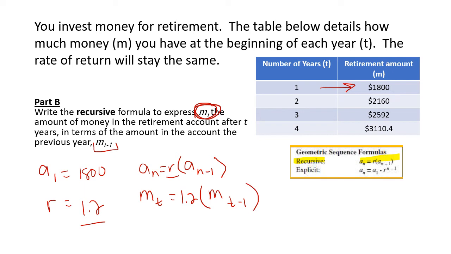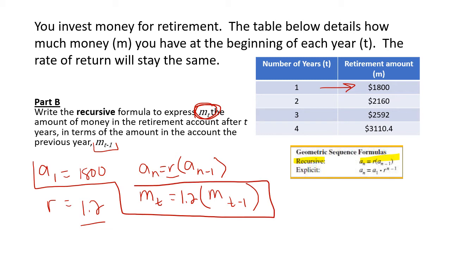But this is my recursive rule. This is what I need. I need that first term and I need the rule. So all this does is, if I want to know the next term in the sequence, I take the term I know, so the 1800, and if I multiply it by 1.2, that's going to give me the next term.